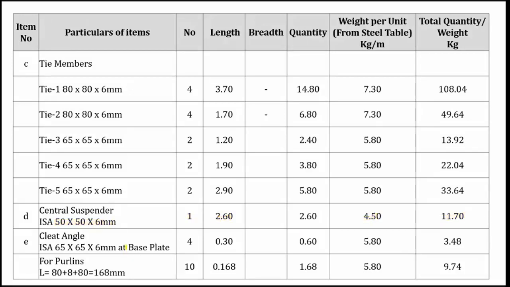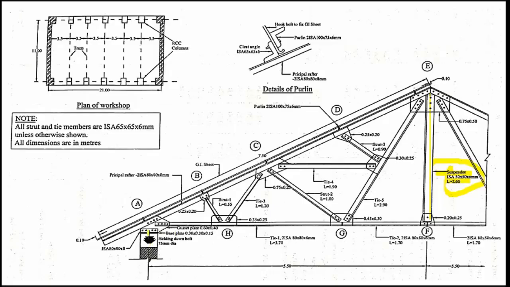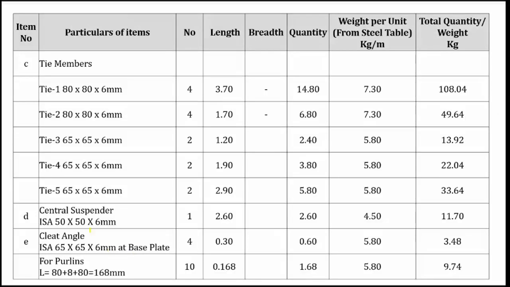Next, we will go to the cleat angles now. So for the cleat angle, one angle will be provided here, which is of size 80 by 80 by 8. So the cleat angle at the central suspender is over. Cleat angle at base plate, that is 65 by 65 by 6. So we will have 4 numbers now. We will have 4 numbers.